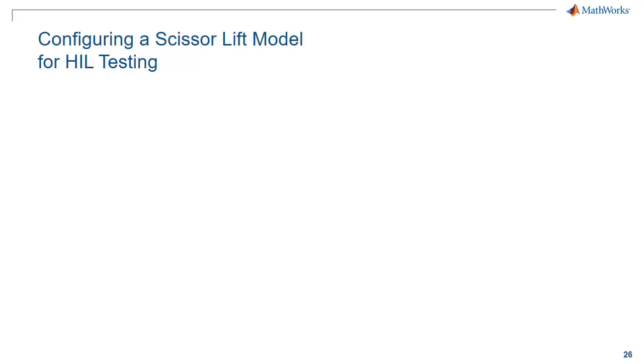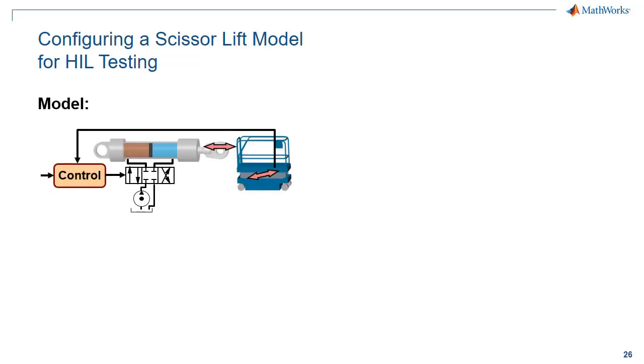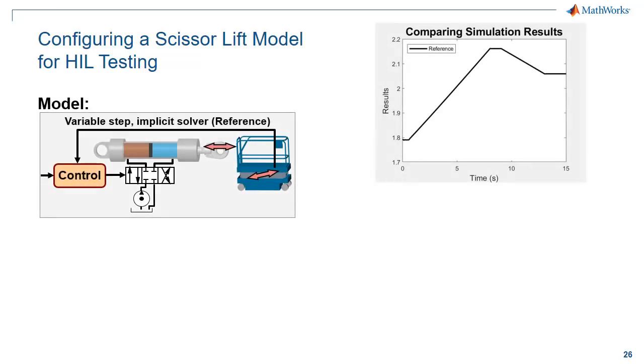In this demonstration, we're going to see how to configure a scissor lift model for hardware-in-the-loop testing. We have a model of a scissor lift with a hydraulic actuator. We are satisfied with the results of our simulation on our desktop computer. We now have to configure the model for real-time testing.